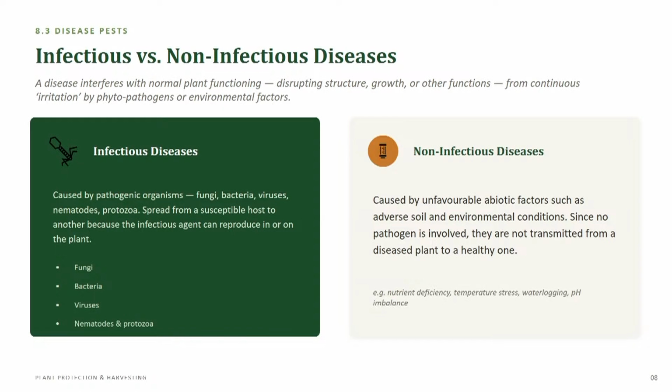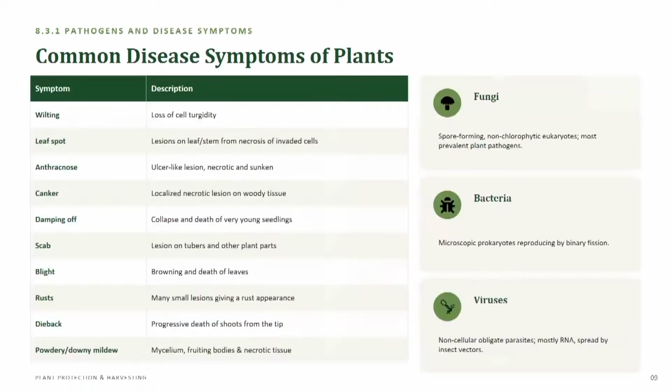Since no pathogen is involved here, these diseases are not easily transmitted from one plant to another. However, they can cause localized disease symptoms on some parts of the plant. This non-infectious disease can be caused by nutrient deficiency, temperature fluctuation or waterlogging.